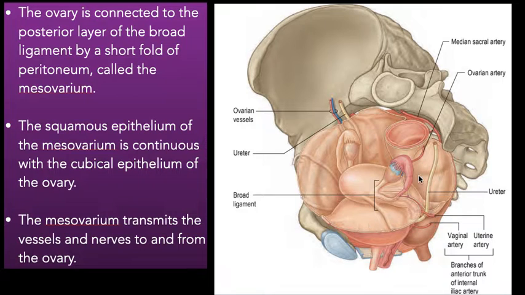Now, this ovary is connected to the posterior layer of the broad ligament by the short fold of peritoneum called the mesovarium over here. You can see the squamous epithelium of the mesovarium is continuous with the cubical epithelium of the ovary. And this mesovarium is transmitting the vessels and nerves to and fro from the ovary.